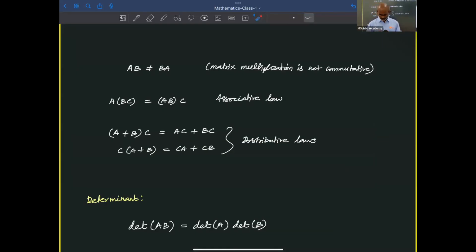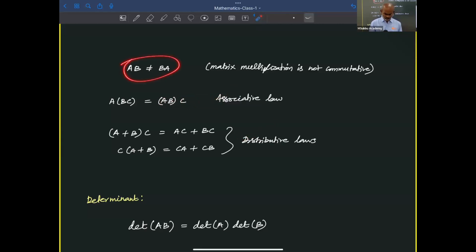Some of these rules you are supposed to be aware of. You can have AB which is not equal to BA. The order of multiplication matters. Of course, the associative law is available: A multiplied by BC, otherwise AB multiplied by C. This is okay. And like that, the distributive laws are right there.